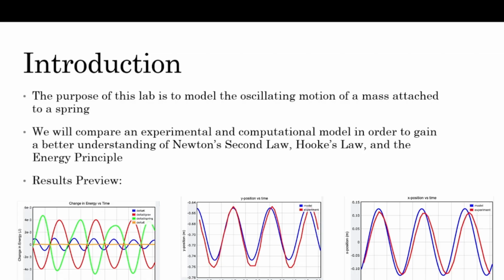All right, this is Physics 1, Lab 4. The purpose of this lab is to model the oscillating motion of a mass attached to a spring. We compared an experimental and a computational model in order to gain a better understanding of Newton's second law, Hooke's law, and the energy principle. And these are some pictures of our results.